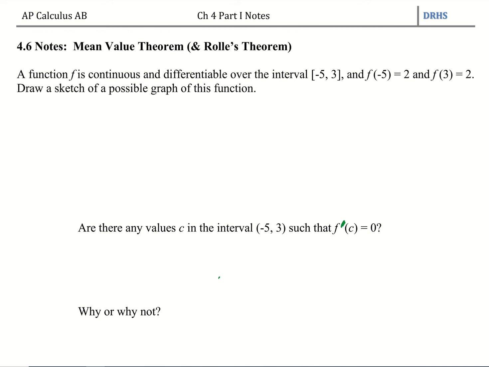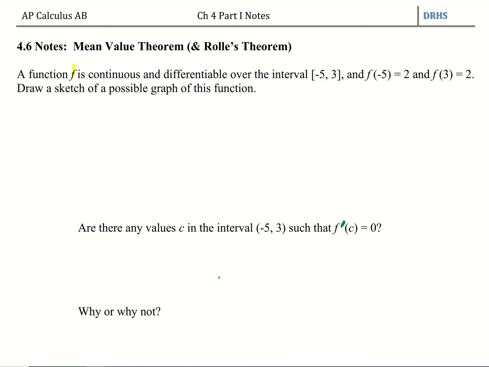Welcome to the Calc AB 4.6 notes. We're going to be looking at two different theorems. The first one is called the mean value theorem, and the second one is Rolle's theorem. Before we actually jump into these theorems, we're just going to explore a little bit.